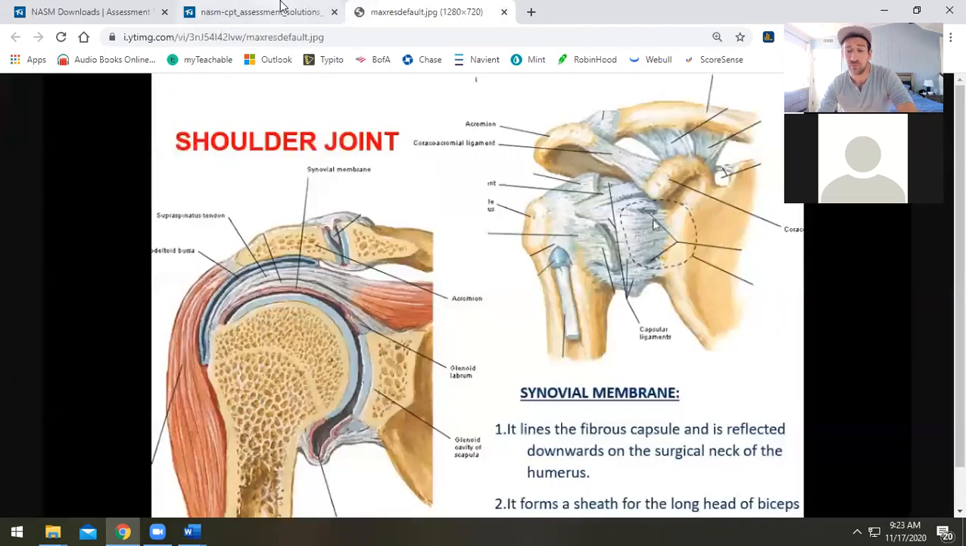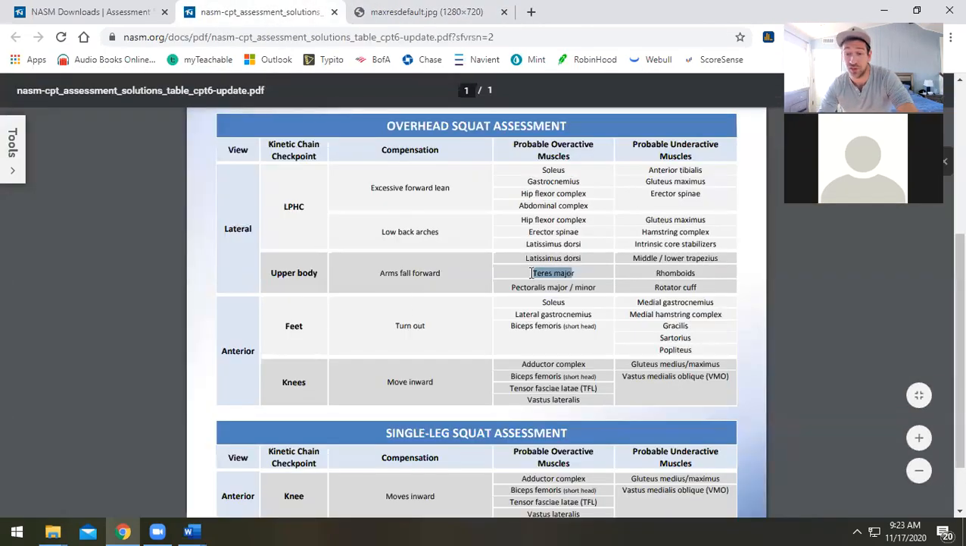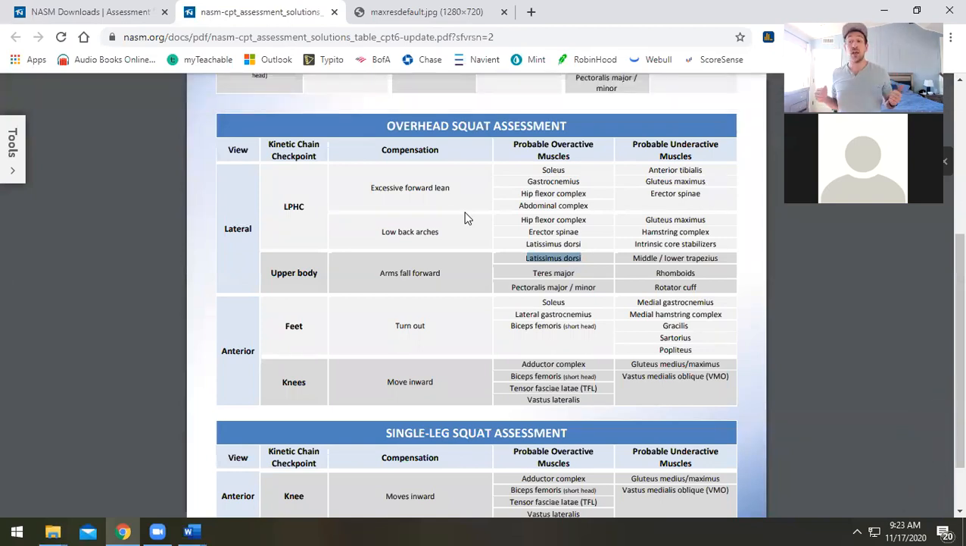Now, take a look. We were just talking about latissimus dorsi causing those arms to fall forward. Part of that is that it's pulling the arms down, and part of it is that it's internally rotating the palms. Everybody try this at home right now. Take your palms facing forward. Now rotate your palms face down and try to raise your arms up as high as you can. It's kind of difficult, right?